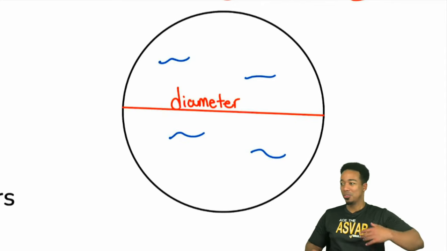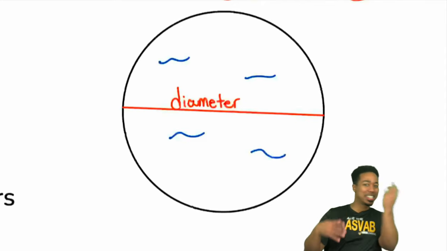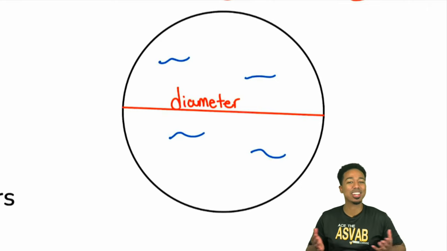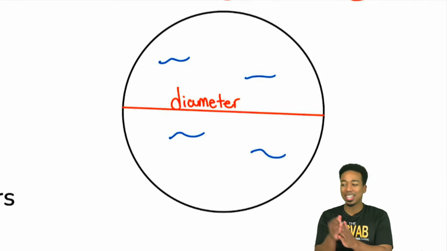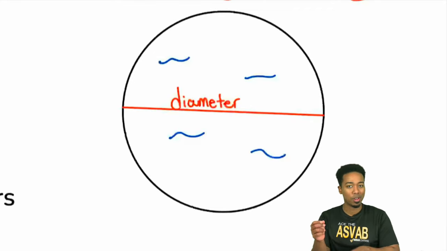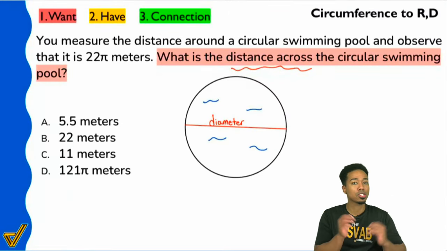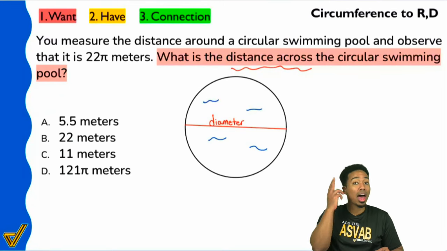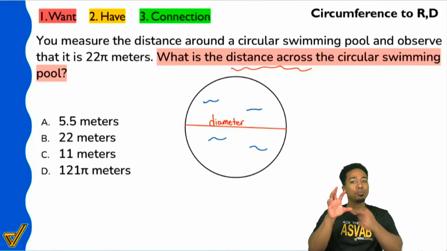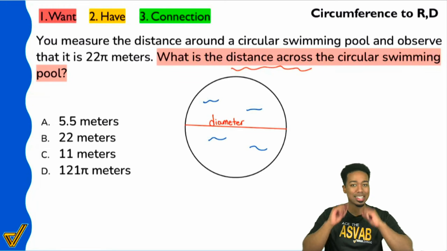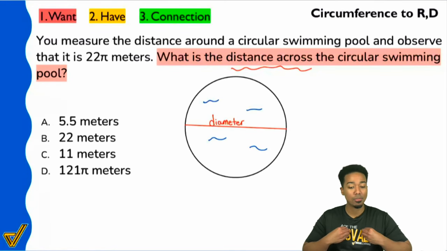So notice how taking a brief moment, before we start throwing formulas and spaghettis at the wall, before we get into all that, it's very important to visualize and identify the goal of the problem. When they say, hey, what's the distance across the circular swimming pool? All I hear is we have circle, distance across, that's diameter. I know what I'm looking for now. We're looking for the diameter of a circle.